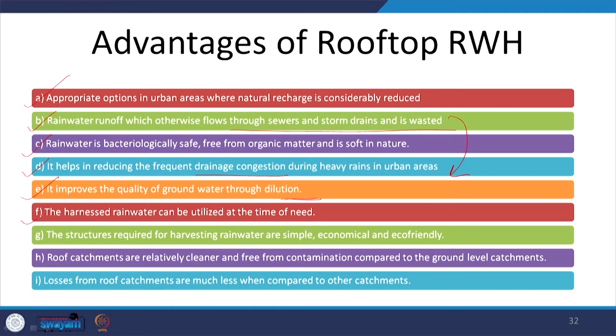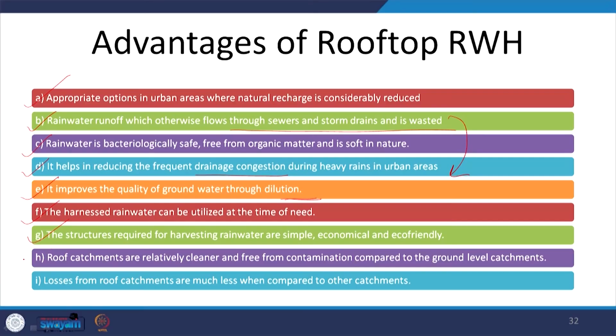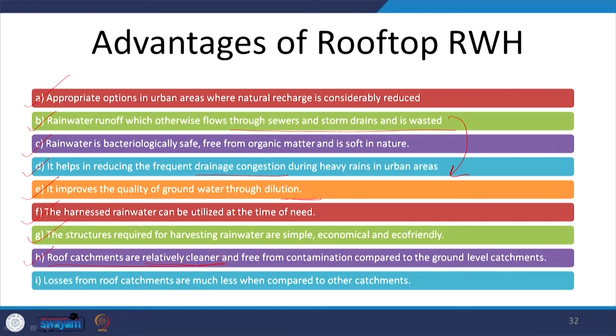Next, we can use the rainwater at the time of need when we have harnessed and stored it. The next is, it is a very simple process and we have already seen that people have developed portable mechanisms of harvesting rainwater, where each home can have its small rainwater harvesting equipment. So, it is absolutely simple and also economical and very eco-friendly. Then, as we have already discussed, roof catchments are relatively cleaner because they are at a certain level. So, there are fewer solid contaminants, suspended particles and material present in the water which is collected on the roof. Hence, it requires less filtration as compared to the surface catchment.